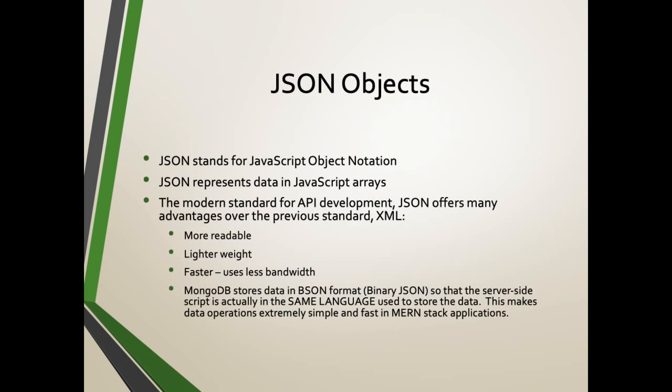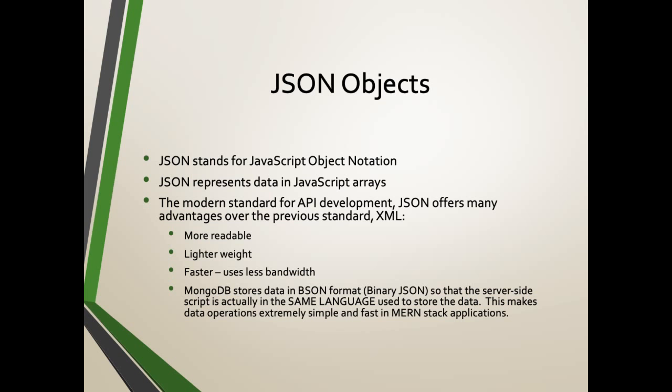So JSON objects, JavaScript Object Notation, represent data in JavaScript arrays. Previous to JSON, there was XML, which, if you guys are familiar with XML, looks very similar to how you write an HTML document. So JSON was used because it's more readable, it's lighter weight, it's faster because it has fewer characters in it, so you don't have to send as much data. And then with stuff like, as I said, MongoDB, you can store it. There's a couple different formats that you can store JSON in for being able to search it.